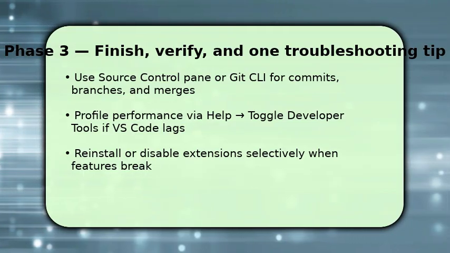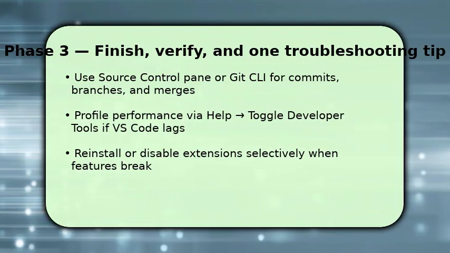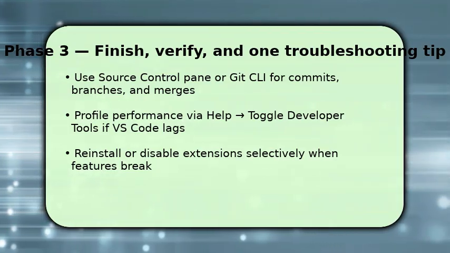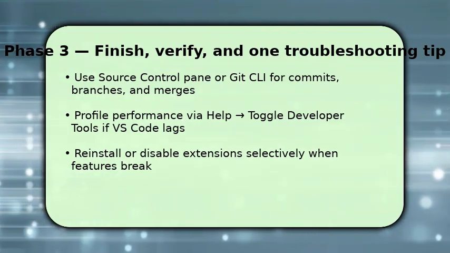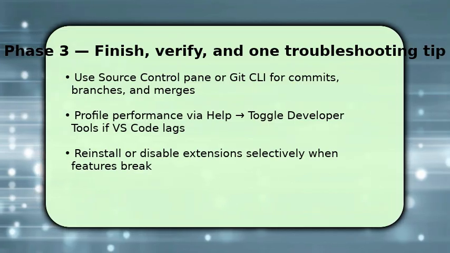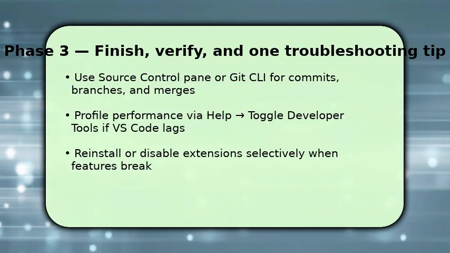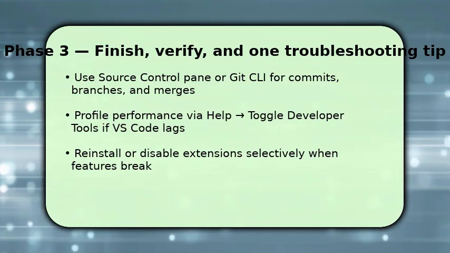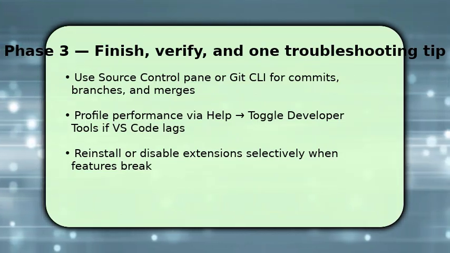If VS Code feels slow or an extension misbehaves, open developer tools to check errors, then disable or reinstall the offending extension. If that fails, reset the user settings. This often resolves persistent issues without losing project files.